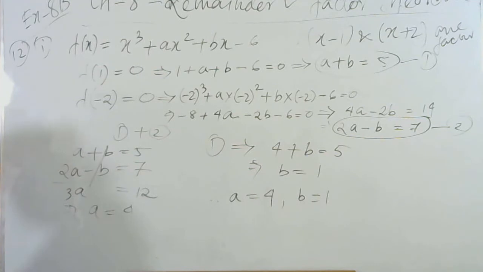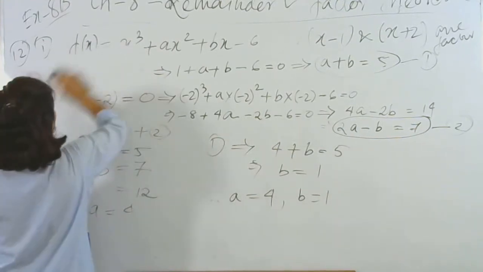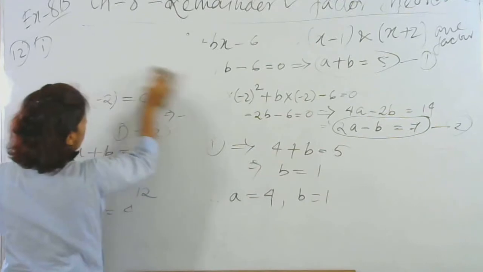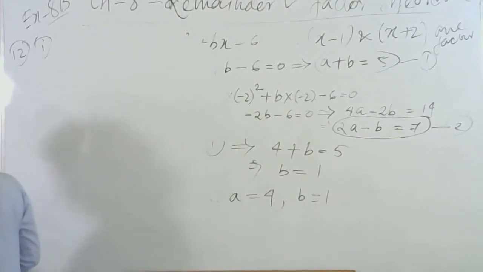Same way you can solve 13. 12 parts 1 and 2, and 13 are of the same type. Also question number 22 is the same type of question. How will you do it? One factor is given, x minus 2. I'm not solving number 22, I'm just giving you the hint. The solution you can do by yourself.